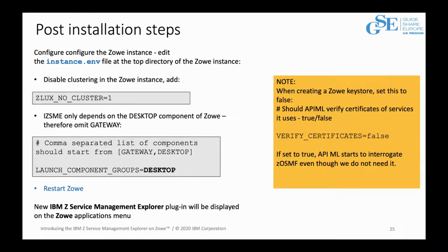So here you just enable the desktop, and then you restart Zowe, and in theory, you should have the IZSME plugin displayed on Zowe as a Zowe app. Now, there's a note here as well. When creating the Zowe key store, set it to false. We don't use the API mediation layer, so set that to false. Otherwise, the API mediation layer starts to interrogate z/OSMF, and we don't need it. So disable that as well.